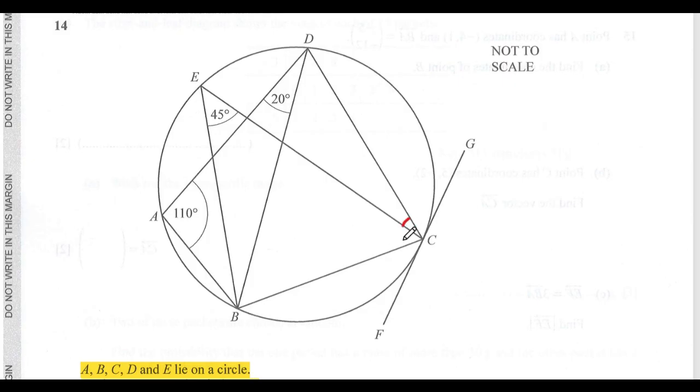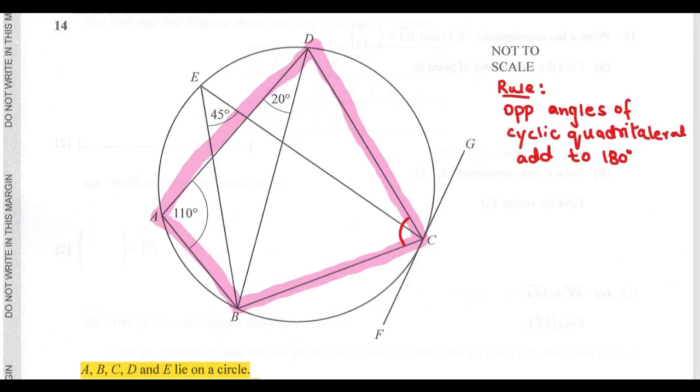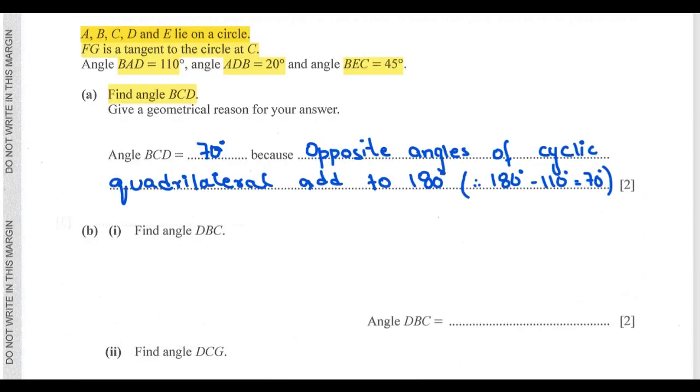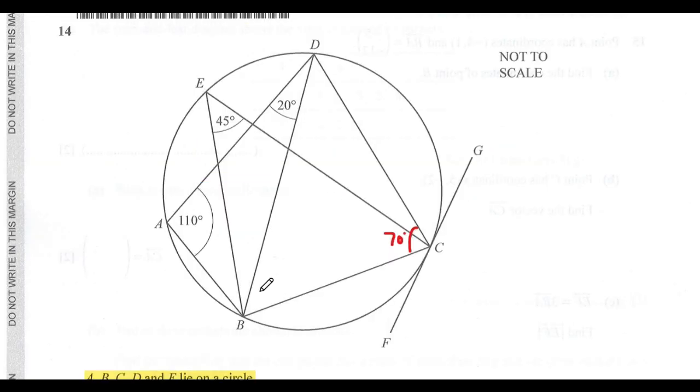So we are supposed to find this angle BCD. Now you can see that there is a cyclic quadrilateral over here, and the rule says opposite angles of a cyclic quadrilateral add to 180. So 110 and this BCD will add to 180. To get BCD, I'll subtract 110 from both sides. So BCD will turn out to be 70 degrees. And I'm writing the answer over here. Angle BCD is 70 because opposite angles of a cyclic quadrilateral add up to 180.